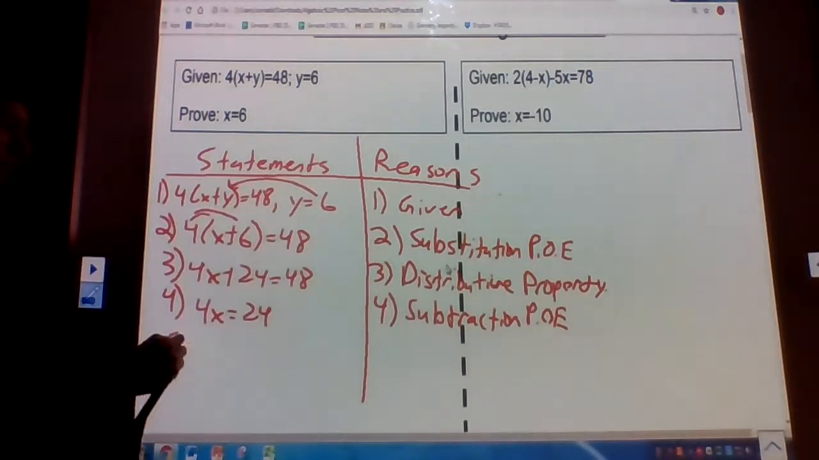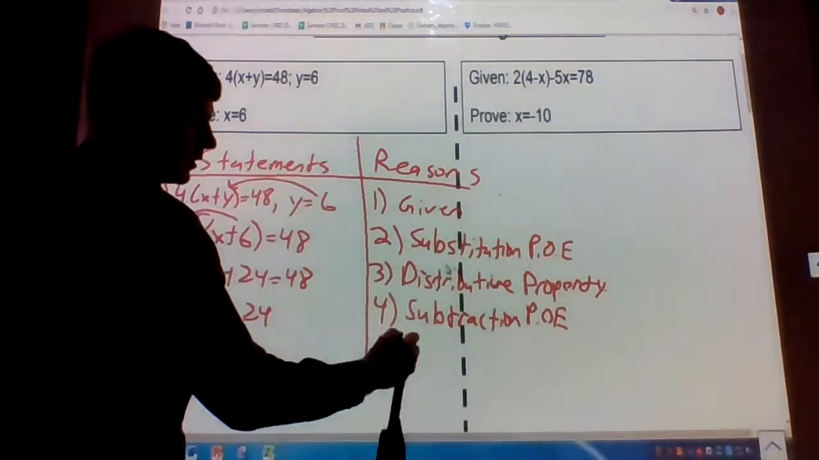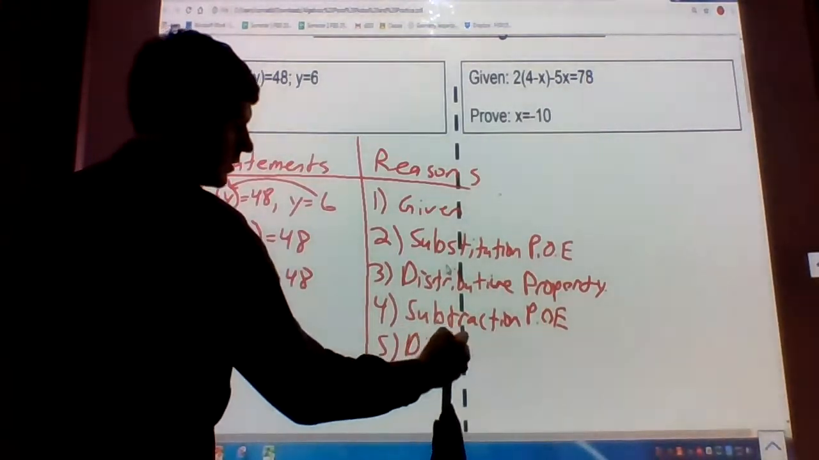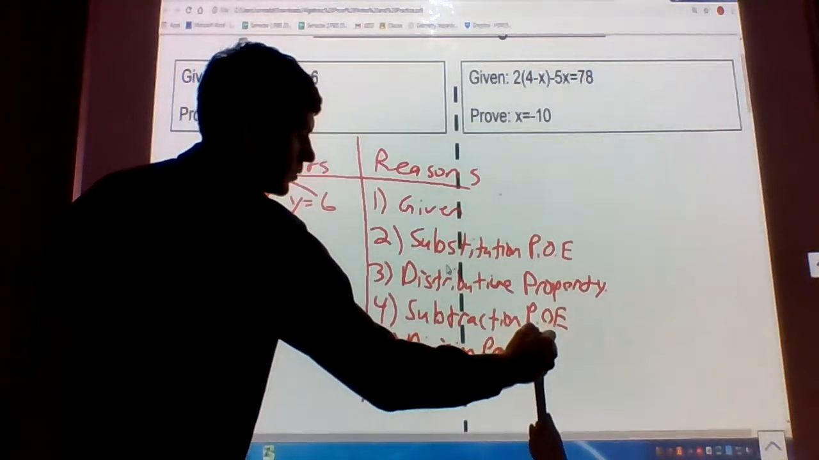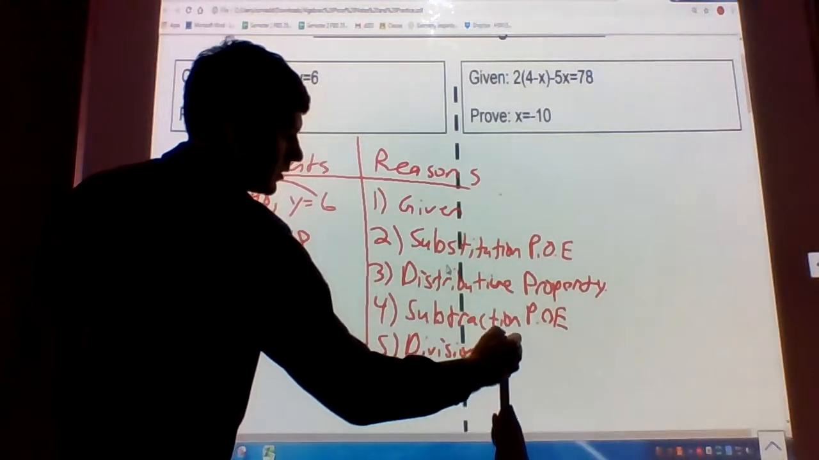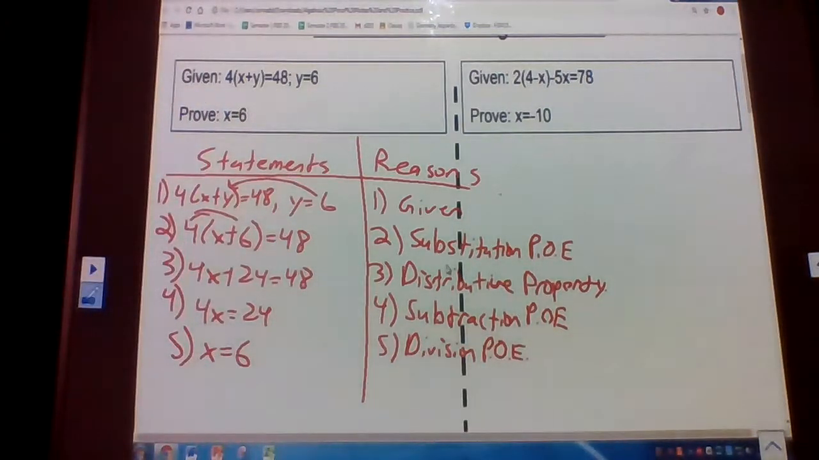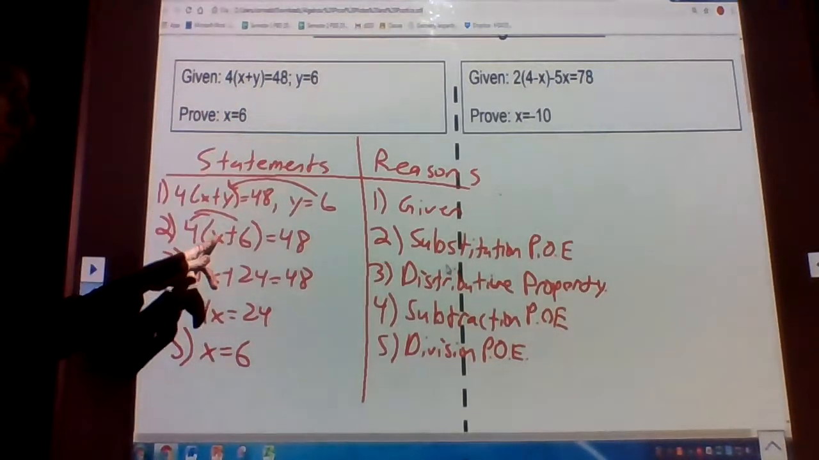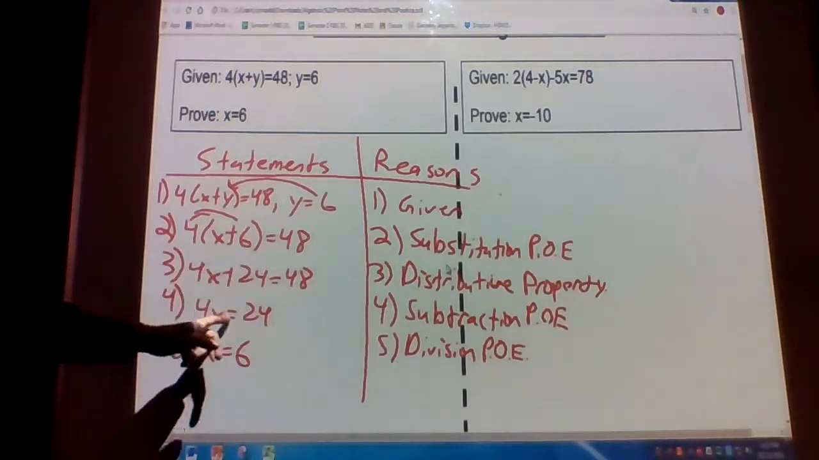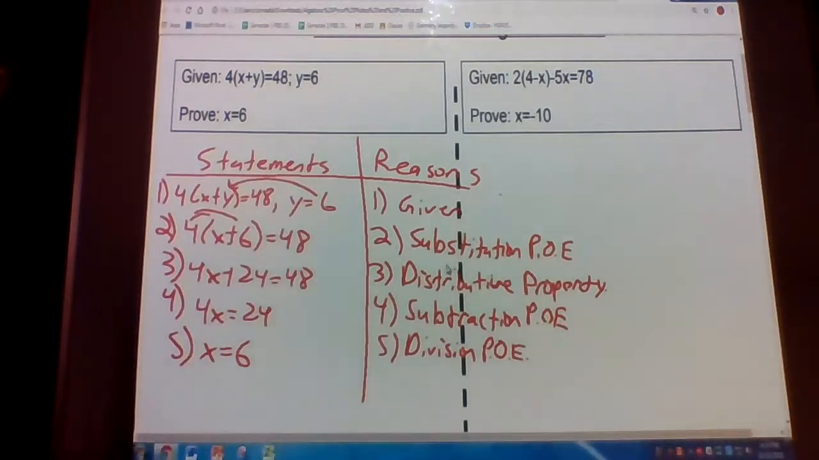Okay, when we divide each side by 4, we're going to get x equals 6. So this is going to be our division property of equality. So POE, property of equality. Okay, and that's the first one. So we started with our given. We substituted in the y equals 6. Okay, we distributed, subtracted 24 from both sides, and then divided both sides to get x equals 6.